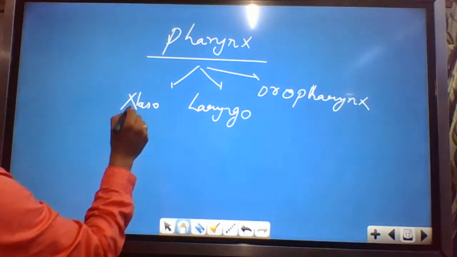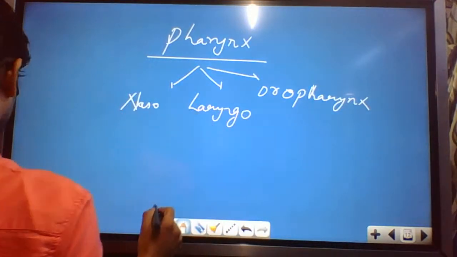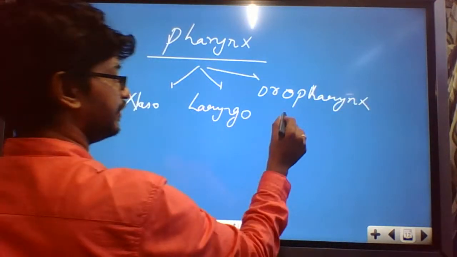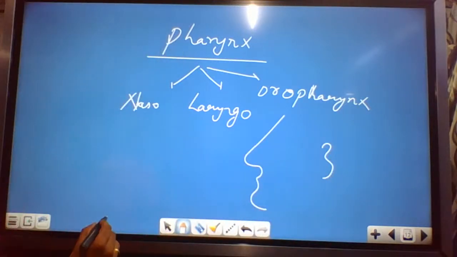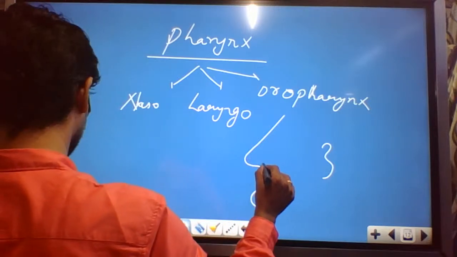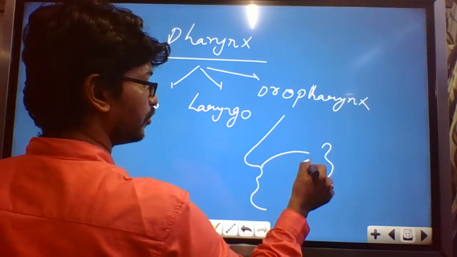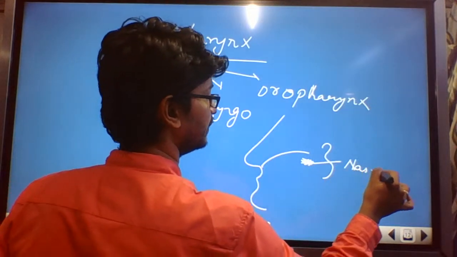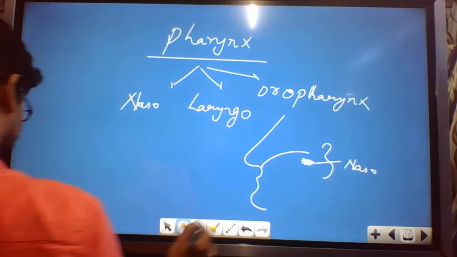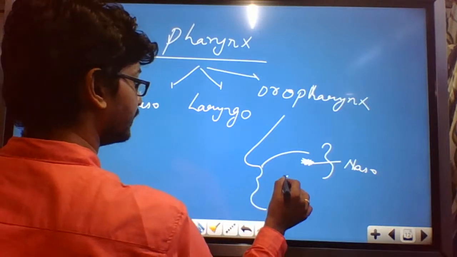Oropharynx. So nasopharynx, laryngopharynx, and oropharynx. When you talk about the location of the nasopharynx, if you see, this is actually the palate that you could see. This is the location where you could see the nasopharynx, and you could see the oropharynx.